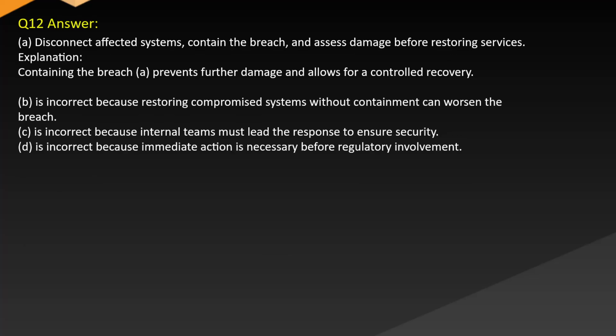Answer: A. Disconnect affected systems, contain the breach, and assess damage before restoring services. Explanation: containing the breach prevents further damage and allows for a controlled recovery. B is incorrect because restoring compromised systems without containment can worsen the breach. C is incorrect because internal teams must lead the response to ensure security. D is incorrect because immediate action is necessary before regulatory involvement.